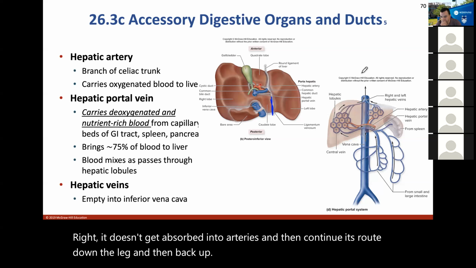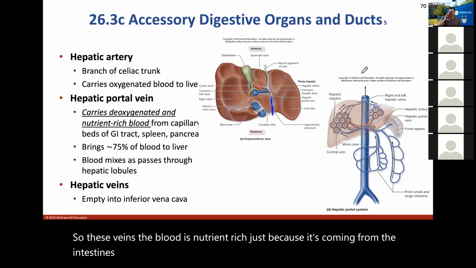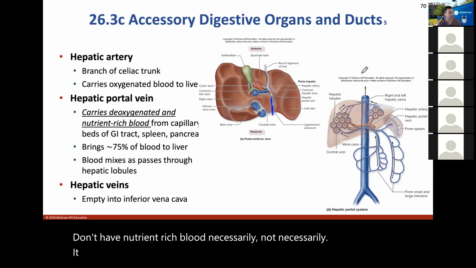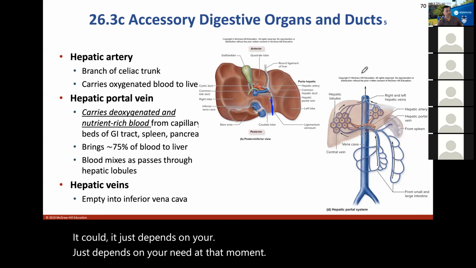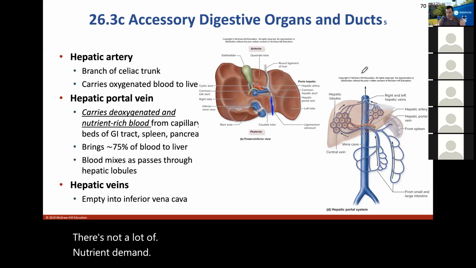So these veins, the blood is nutrient rich just because it's coming from the intestines, but the other veins don't have nutrient rich blood necessarily? Not necessarily. It could. It just depends on your need at that moment. Like if you're sitting around just hanging out here, there's not a lot of nutrient demand. Now, if you're going to be up sitting there squatting and running in place, obviously there's a greater nutrient demand, yes?